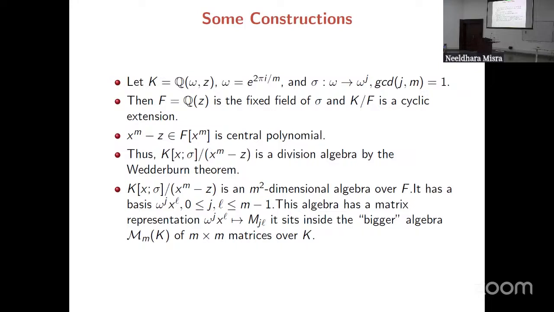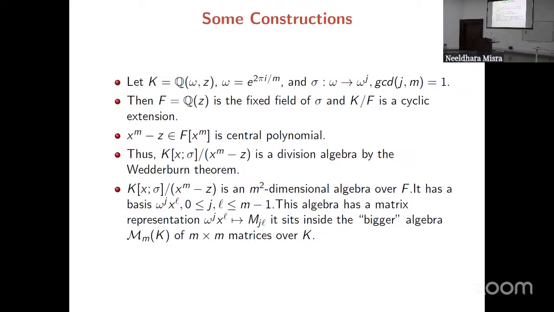So we have 2 fields, one is K and one is F. F is Q adjoint with Z. K is Q adjoint with omega and Z. Consider S by S matrices over K, whatever, let's call it MSK. So in what sense does it sit inside that?